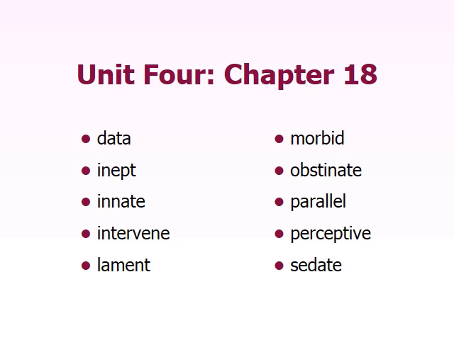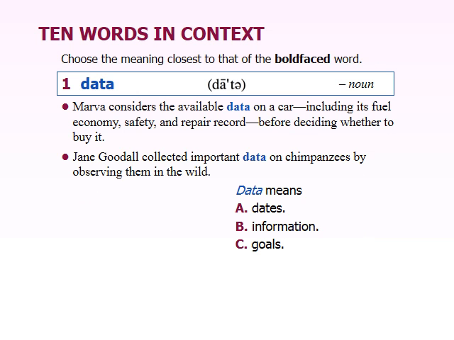Data, inept, innate. That one's going to trick you because it's the opposite of what we've taught. Intervene, lament, morbid, obstinate, parallel, perceptive, and sedate. And that's another one that's the opposite of what we've been talking about. So let's move on to the first one here, data.